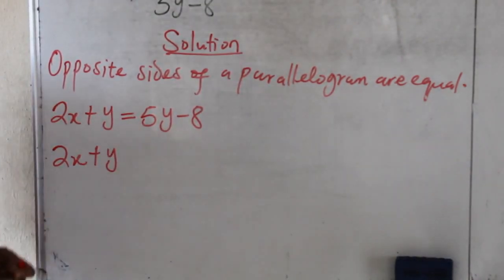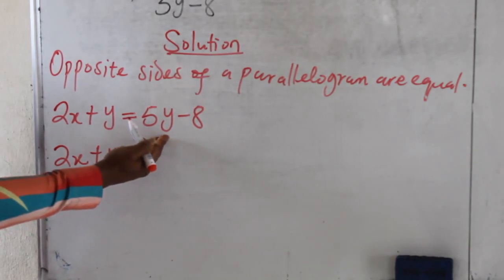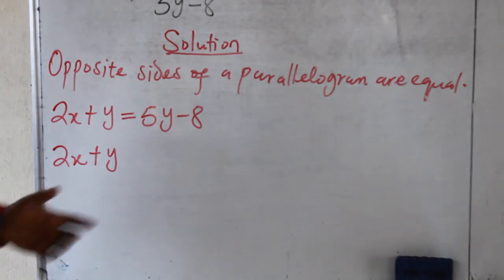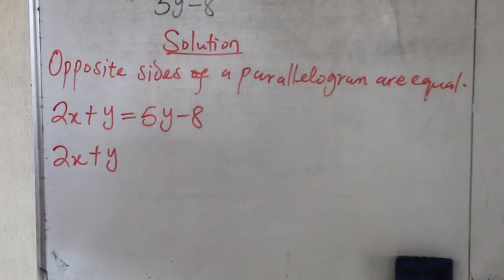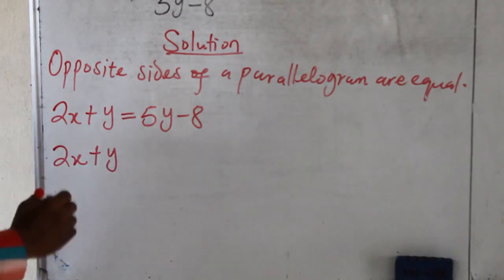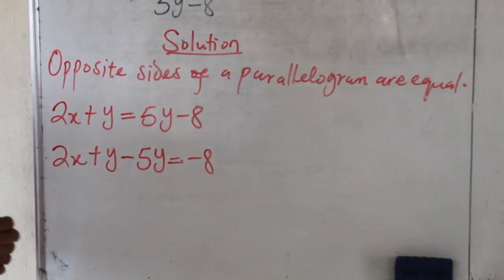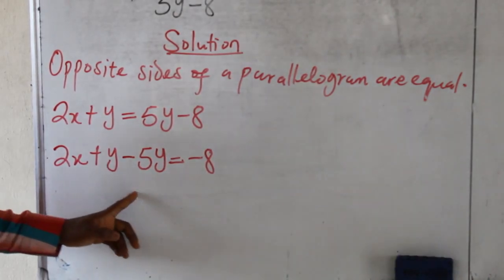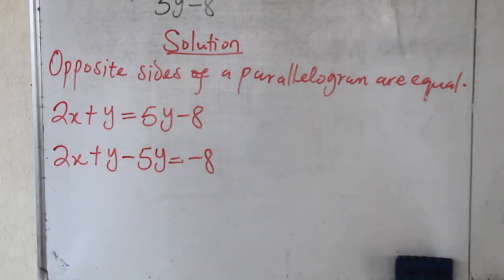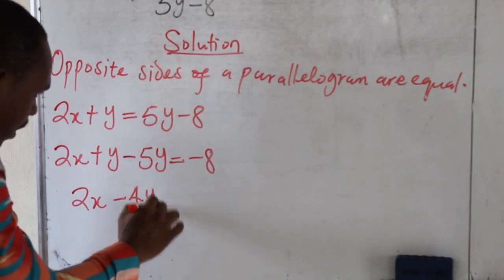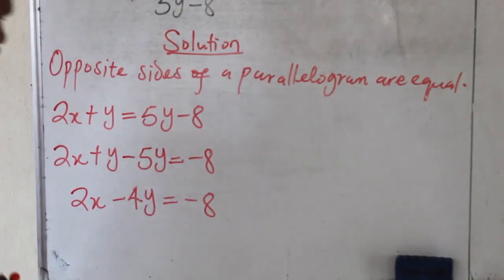Since we are collecting like terms, we'll need plus 5y to come from the right hand side of the equation to the left hand side of the equation. And since we are moving from the right hand side to the left hand side, its sign will change from being positive to negative. So we have minus 5y is equal to minus 8. At this point, you have to remember the knowledge of your directed numbers, because we have y minus 5y. So we get 2x minus 4y is equal to minus 8.